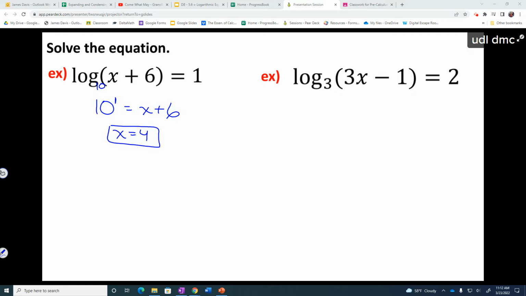Yeah, so let's try that with the next one. See if we can take this logarithm and write it into exponential form. Take a second, maybe yourself there, and see if you can do that. Write that one into exponential. And after you do that, it's a pretty easy equation to solve.